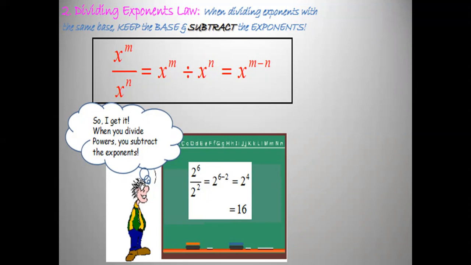Let's see one example. 2 raised to the power 6 divided by 2 raised to the power 2. Here the base is the same, that is 2, and the division sign is in between. So we are going to subtract the powers, 6 minus 2, that is 2 raised to the power 4. So when we multiply 2 four times, we will get the answer as 16.